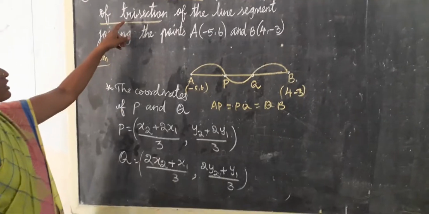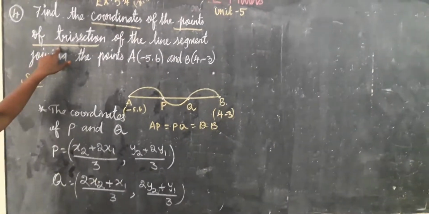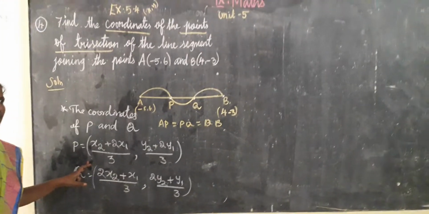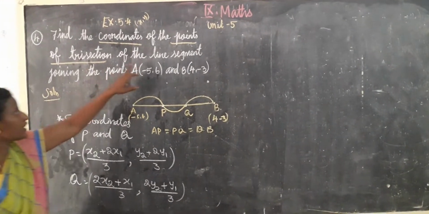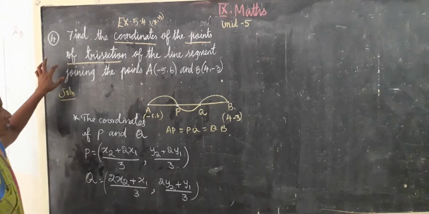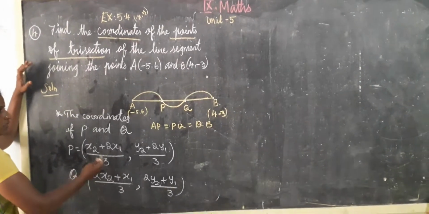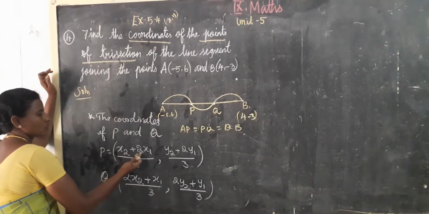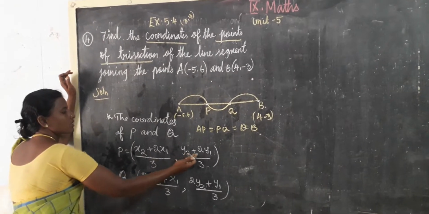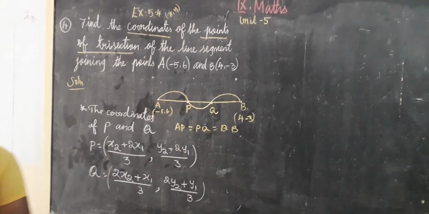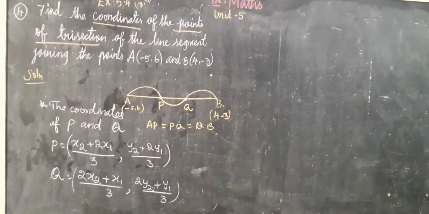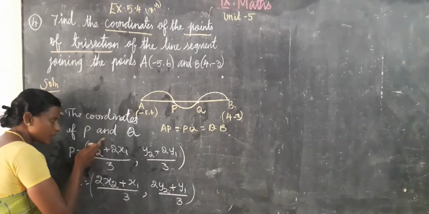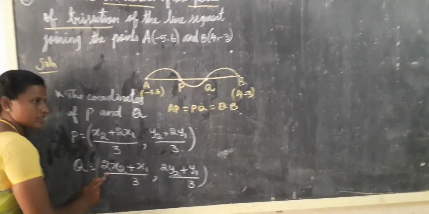If points of trisection are given in the question, we have to use this formula. Clear, dear? Can you understand? P is x2 plus 2x1 by 3, y2 plus 2y1 by 3. For Q, just interchange the 2 in front.